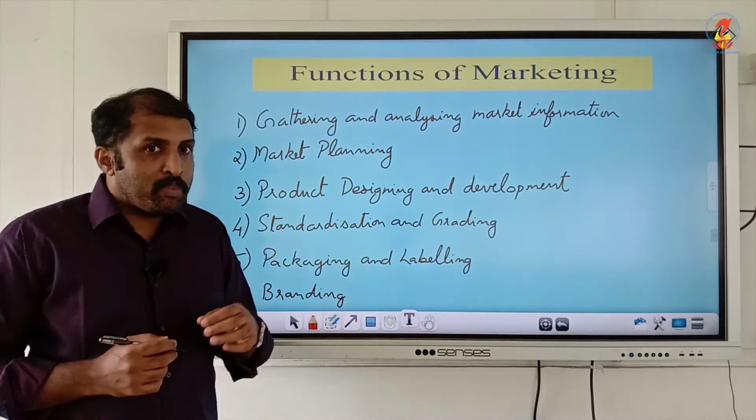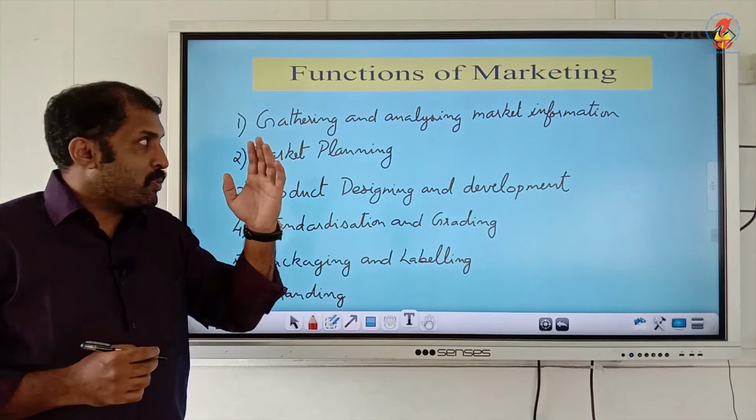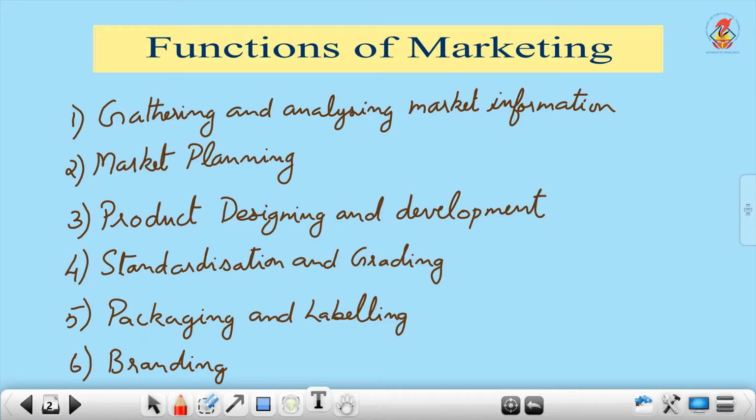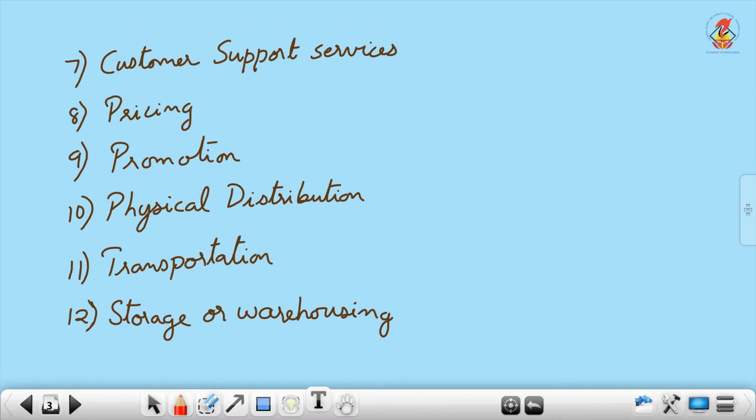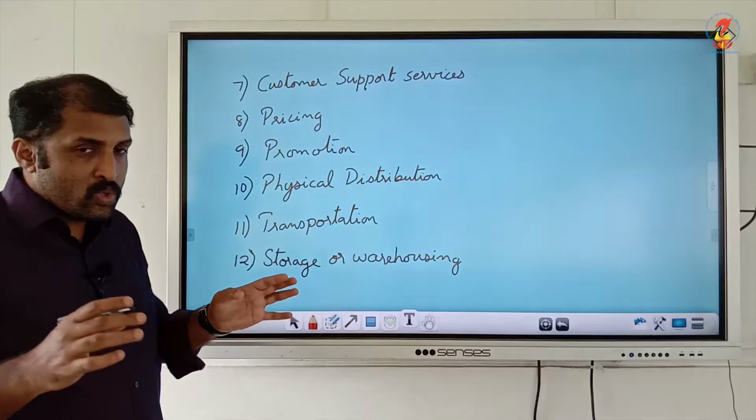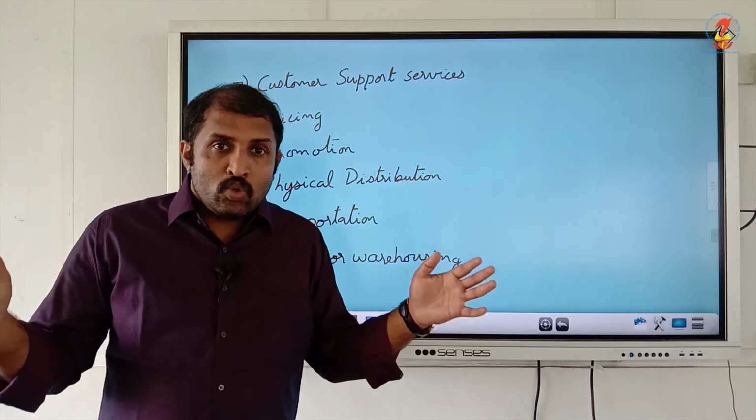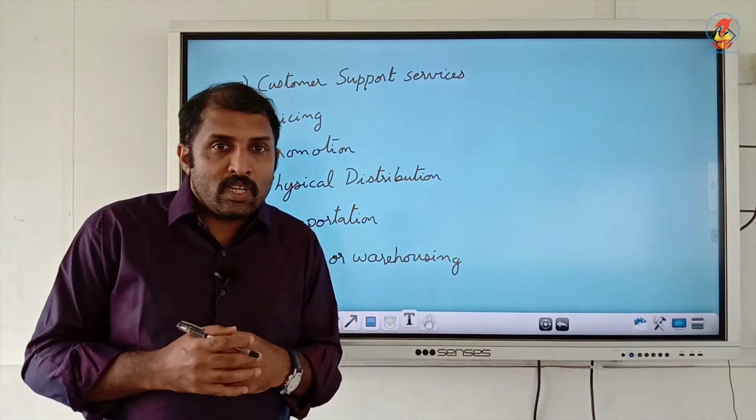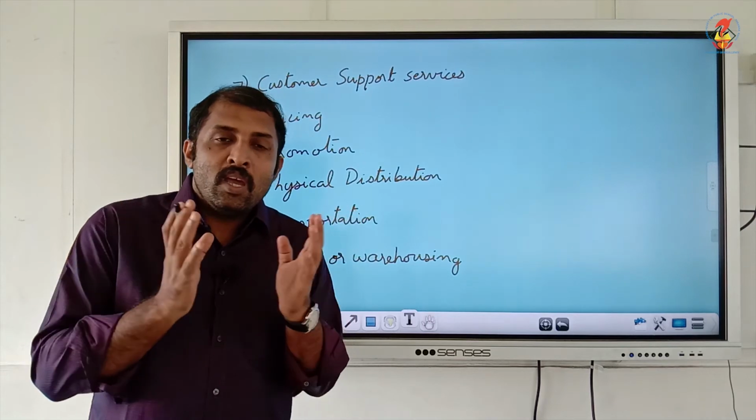Now, looking at the functions of marketing, you can see there are 12 functions of marketing. First one is gathering and analyzing market information. Second one is marketing planning. Third one is product designing and development. Fourth one is standardization and grading. Fifth one is packaging and labeling. Sixth one is branding. Seventh one is customer support service. Eighth one is pricing. Ninth one is promotion. 10th one is physical distribution. 11th one is transportation. And 12th one is storage and warehousing. So, these 12 activities together constitute the whole of marketing activity, or this has to happen in marketing activity.